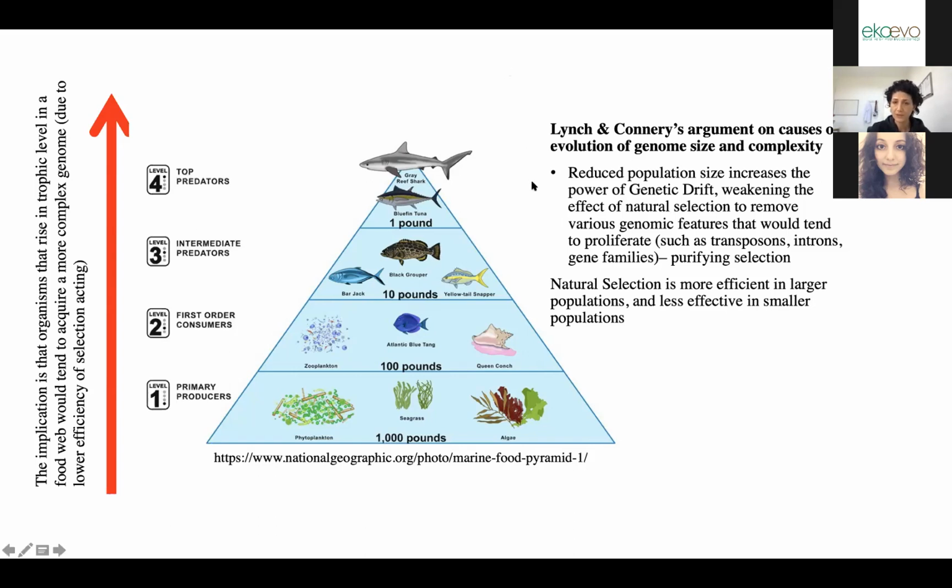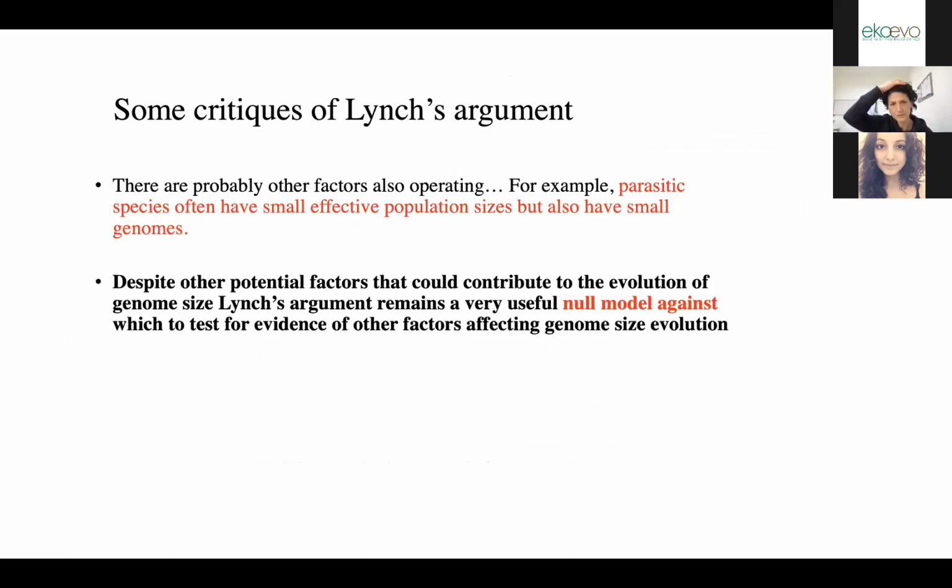But of course, some organisms do not fit this one. For example, parasitic species have a very small effective population size, but also a small genome. Some protists, ciliates, also have a very large genome size, but also a very high effective population size. So it does not fit every organism. But anyway, we can use this as a model, like the null model in the Tajima test or the Hardy-Weinberg principle. So we can use this as a null model.